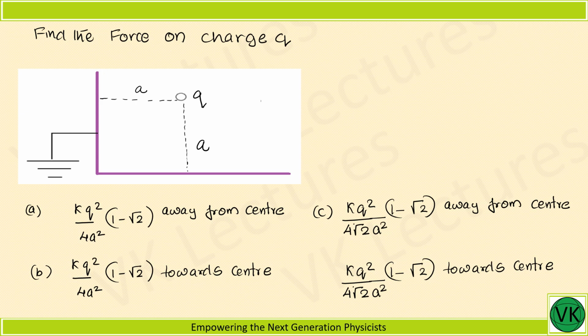Here is a task for you. Find the force on charge Q. So this is FQ, and there are two conducting plates, C1 and C2, both grounded, and the net force on Q is to be analyzed. Either the force will be in this direction or towards this direction, that is away from the center, or towards the center.